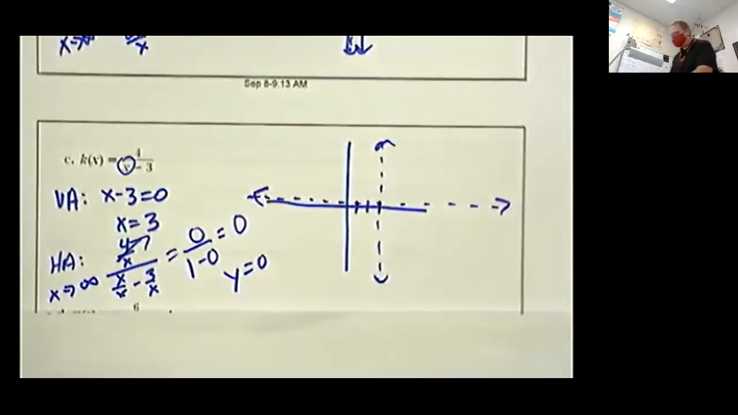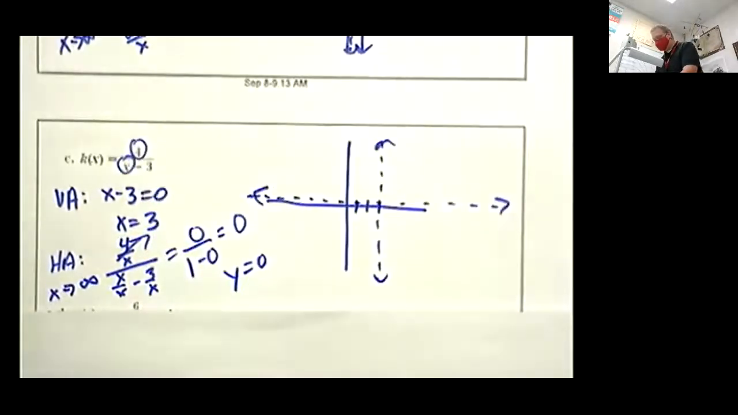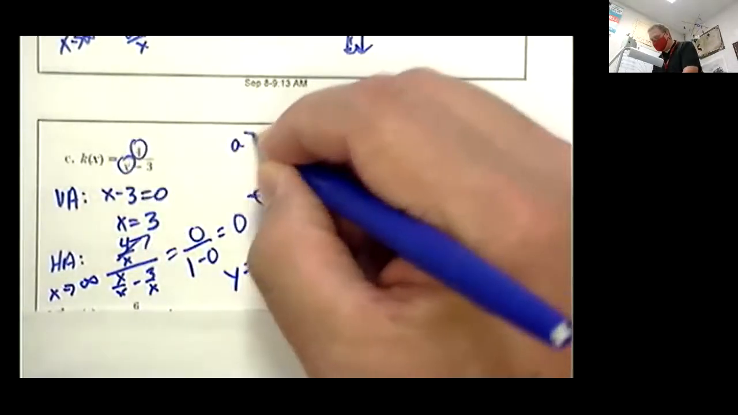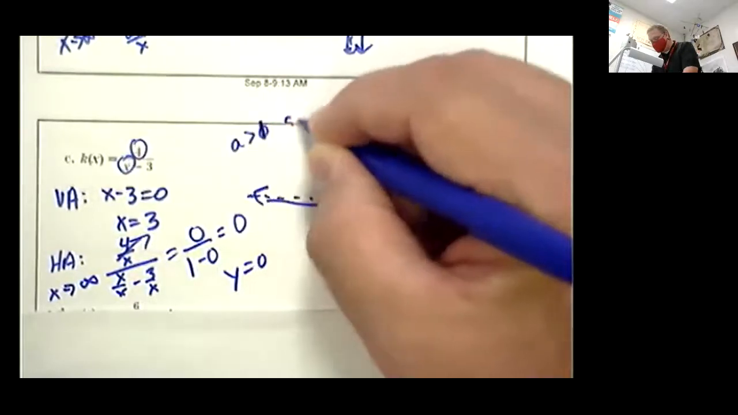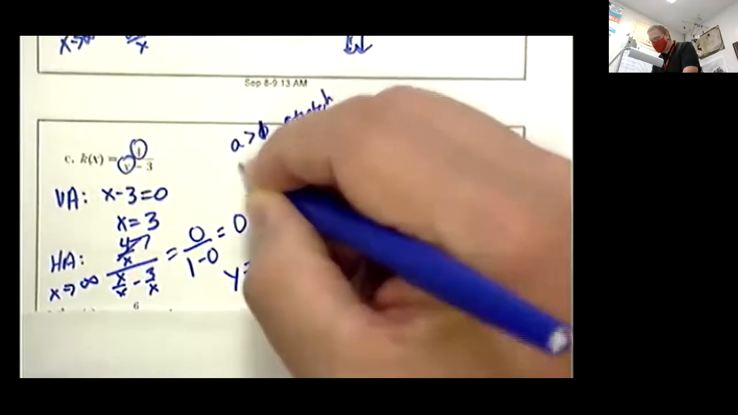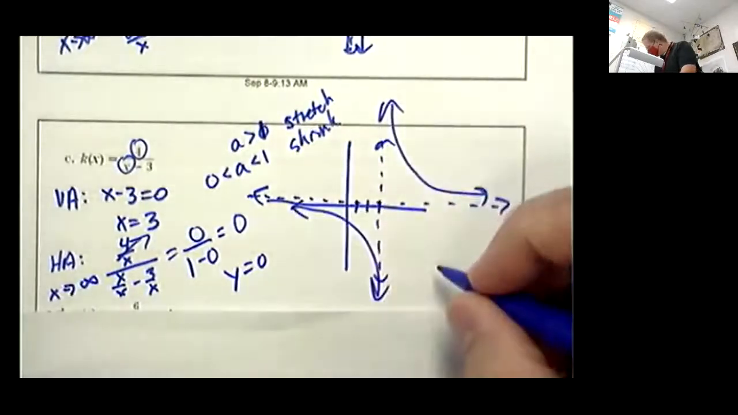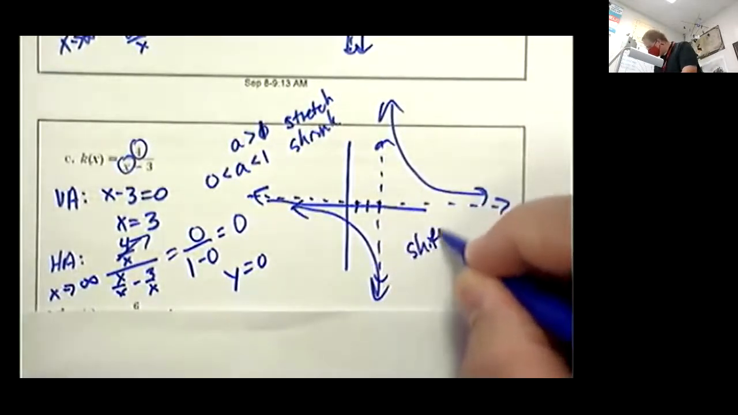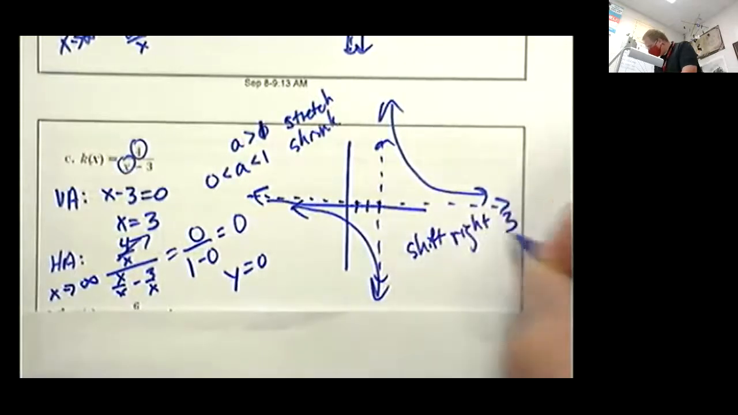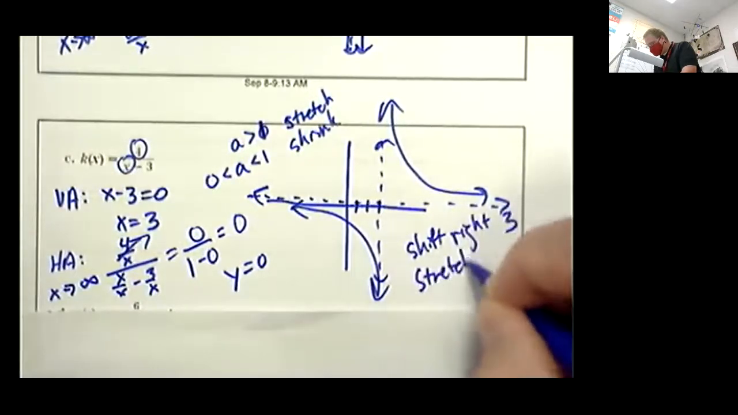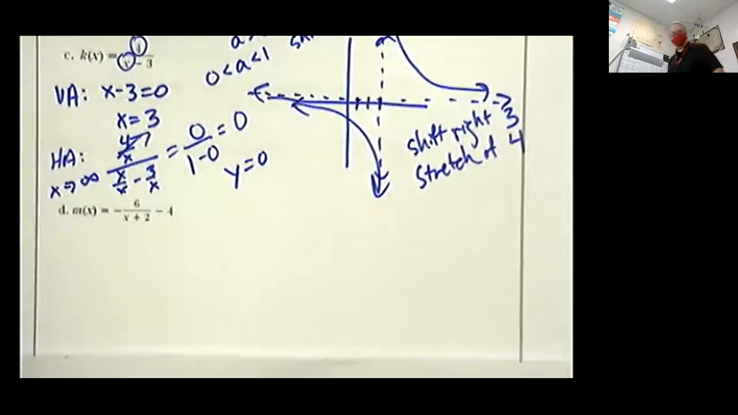And then what happens with the 4? Well, this is going to be a stretch. So remember, if a is greater than 1, it's a stretch. If a is greater than 0, less than 1, then it's a shrink. So this is going to be kind of a bigger graph, more further away. So what transformation do we have? We had a shift right of 3, and we had a stretch of 4. And letter D. Now let's see what's going to happen.